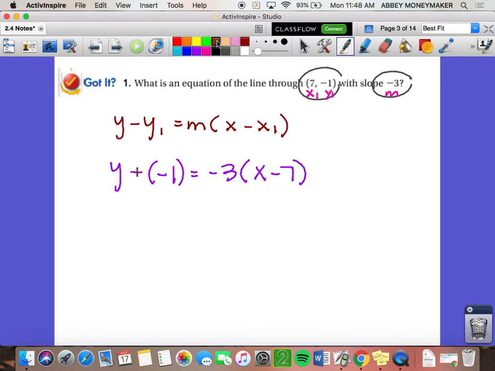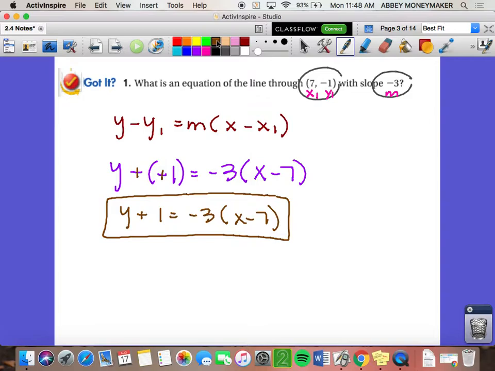From here, let's change that minus a negative to plus a positive. So we have y plus 1 is equal to -3 times the quantity x minus 7. This is point slope form of our equation. Now, let me take this just a little baby step further. What if I wanted you to write your equation in slope-intercept form? What would we do here? If I wanted to take point slope form and change it to slope-intercept form, what would I need to do?